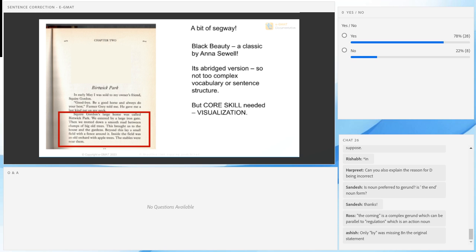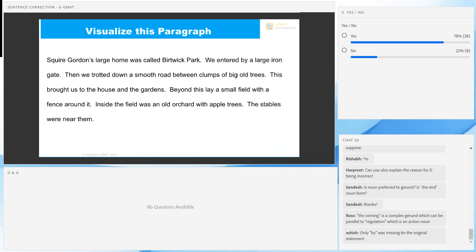So what I'm going to do is I'm going to take this section over here, and I want you to read this section for 30 seconds, and then I'll come back. When you're done reading, click on yes.